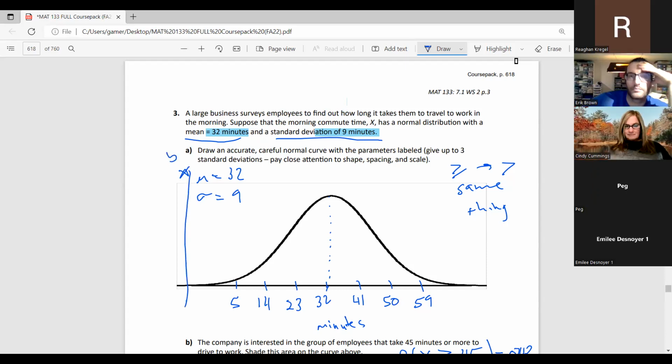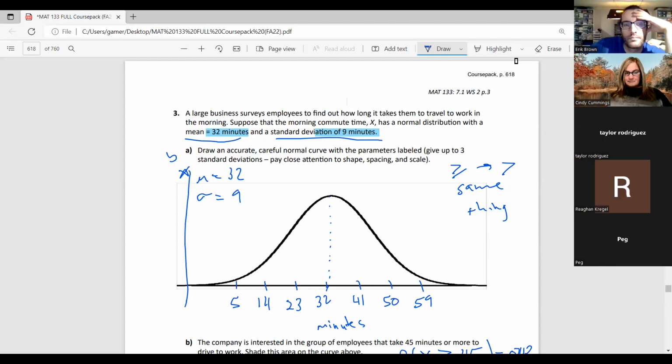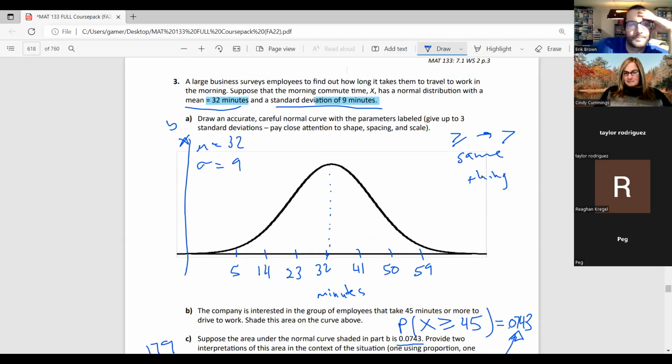Talk to me, Reagan. When we do these, are we supposed to label them minutes and stuff like that, or do you not really care? I don't really care. It's okay.